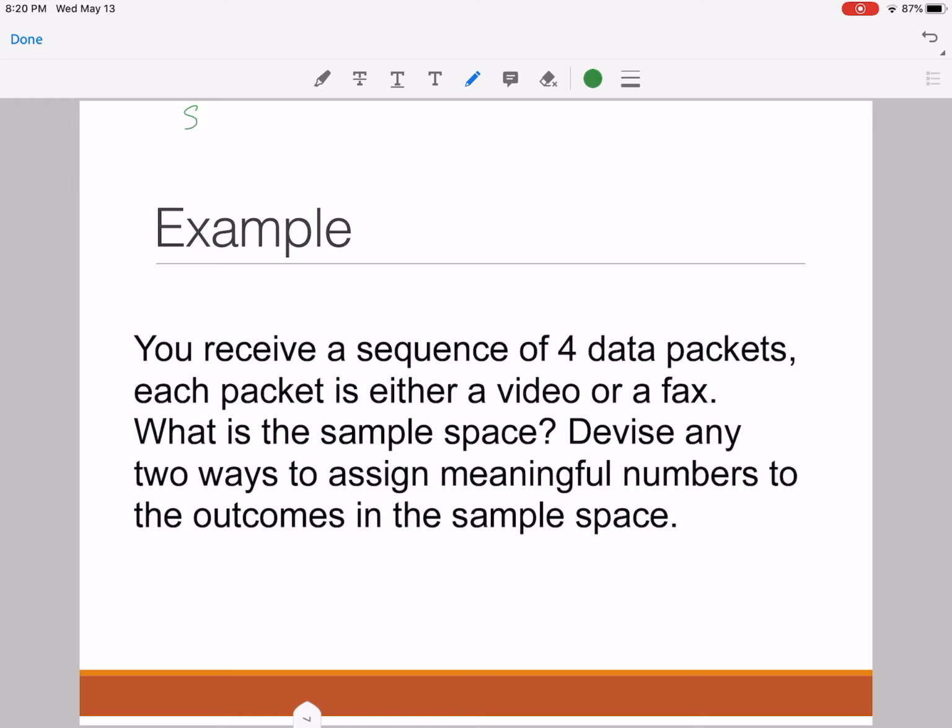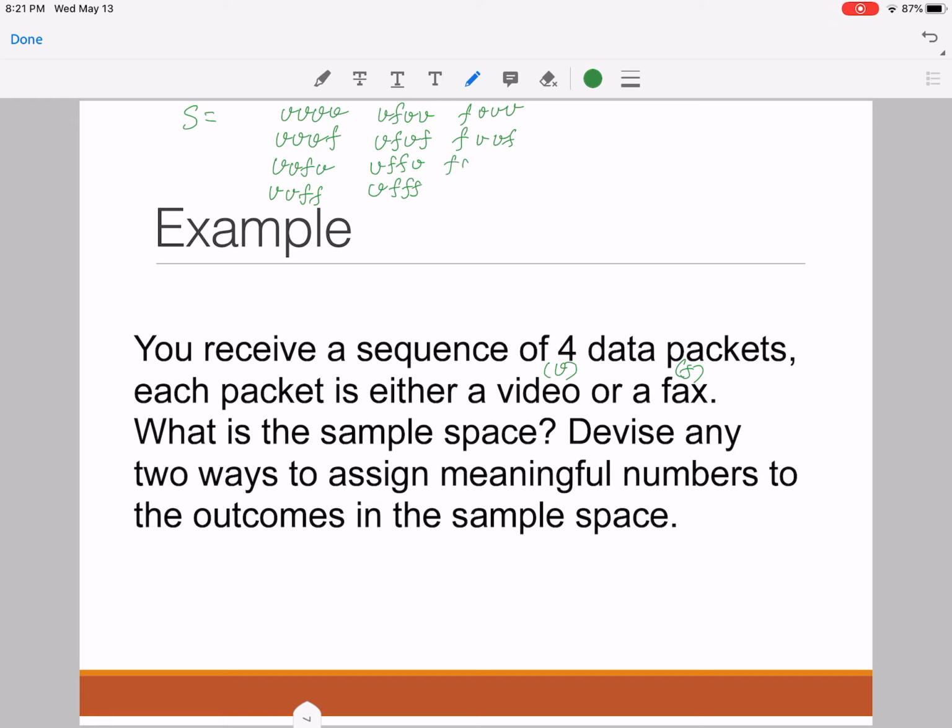The sample space comprises 16 outcomes in this case, where I will have each packet as video or a fax, and I'm analyzing a sequence of 4 packets. So I will have 16 outcomes in the sample space, and these are just binary numbers from 0000 to 1111. So those are, if V is for video and F for fax, VVVV, VVVF, VVFV, VVFF, VFVV, VFVF, VFFV, VFFF.